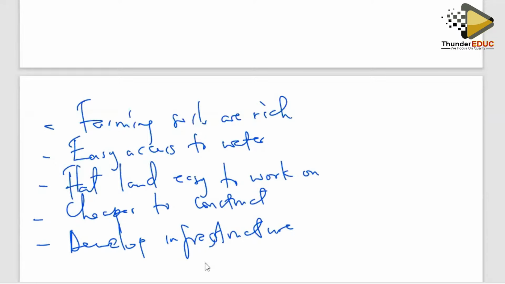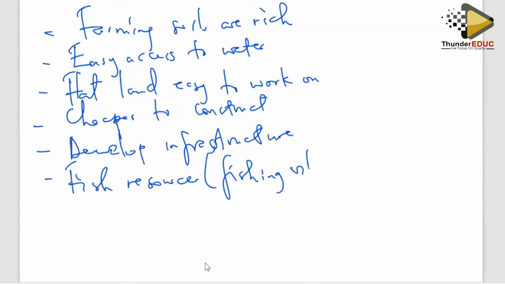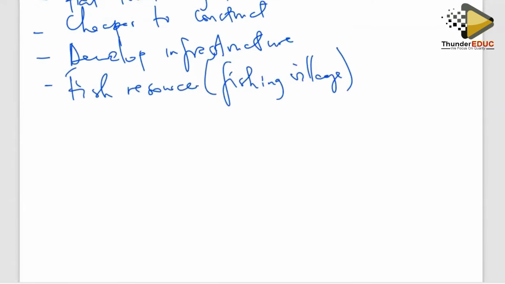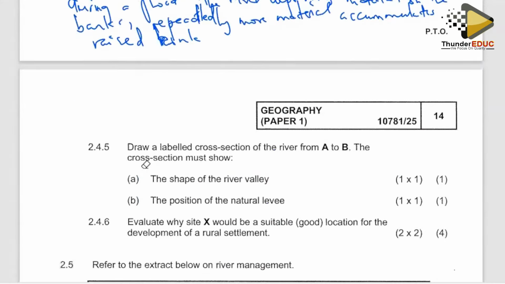And then maybe we can talk of other resources, like fish resources being available. You can have a fishing village developing there because the river is just nearby and very easily accessible. Then you might have development of fishing villages around those areas. Right. That was that particular question. Moving on to the next question.